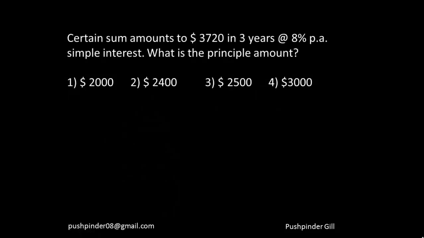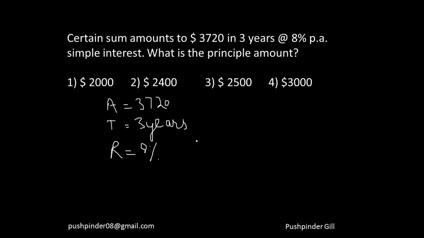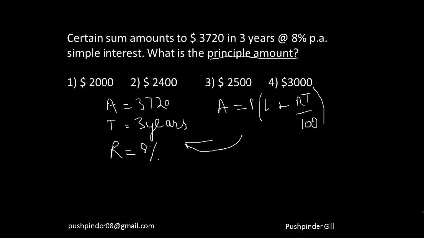Now, a certain sum amounts to 3720 in 3 years at 8% simple interest. What is the principal amount? So in this question, you already know that amount is equal to 3720. Fine. So what you need to do is see what you have and what you need. The time is 3 years, and the rate is 8%. And he's asking you what is the principal amount. So if you know this expression, just substitute into that and you'll be able to find the answer.